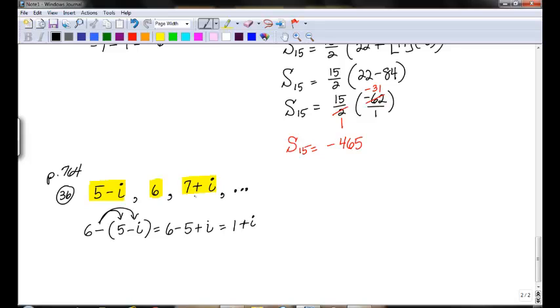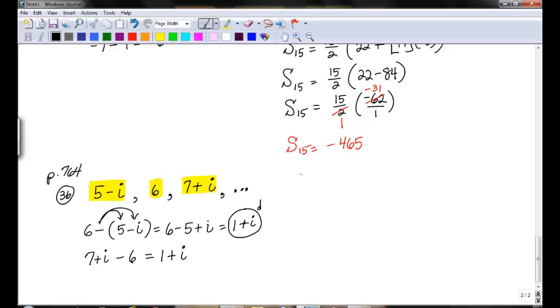Then take the third one and subtract the second one. So you'd have 1 plus i. So this is the common difference. That's your d. They want you to find the 12th term.